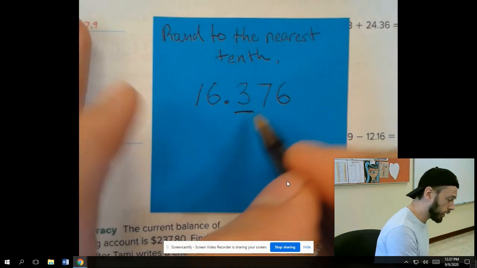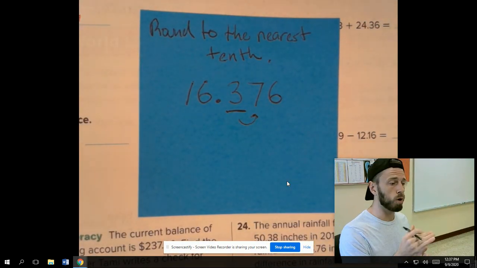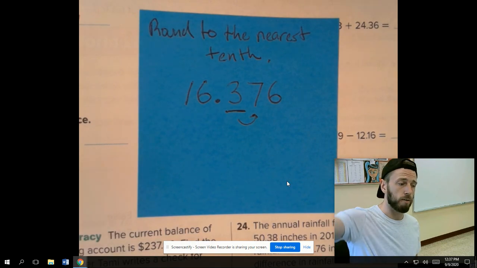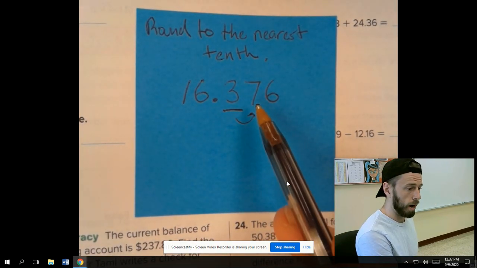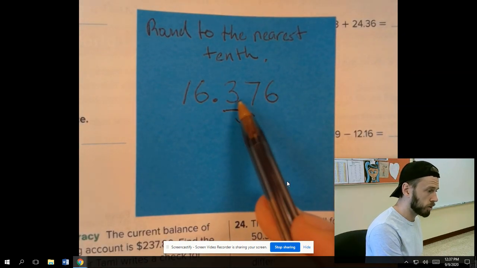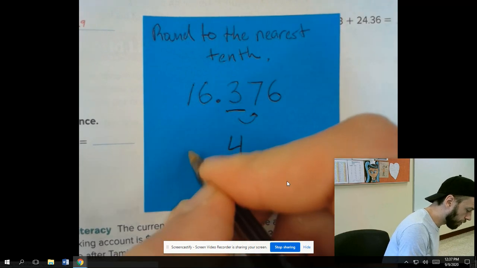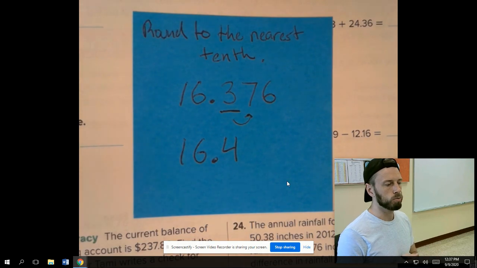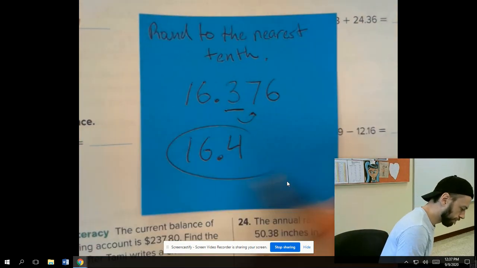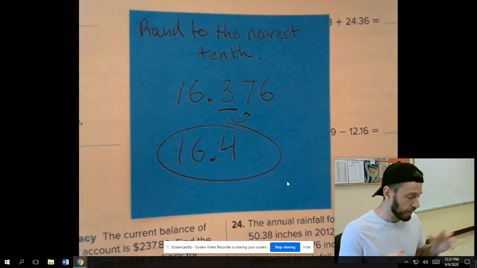And the rule is we look at the number to the right of where we're rounding, and if it's a 4 or lower, we keep it the same. And if it is a 5 or above, we bump it up. And 7 is clearly 5 or higher. So that means we're going to take this 3 and turn it into a 4, and then keep everything else in front of this. So 16.376 would round to 16.4. There's your answer to problem number 1. Hopefully that helps clear up some questions.